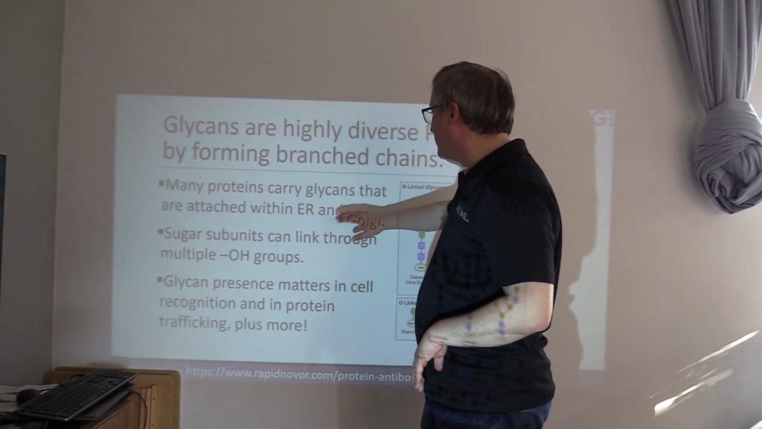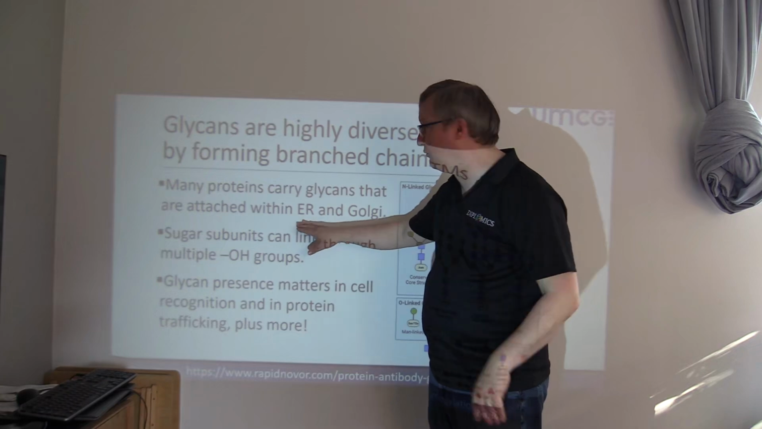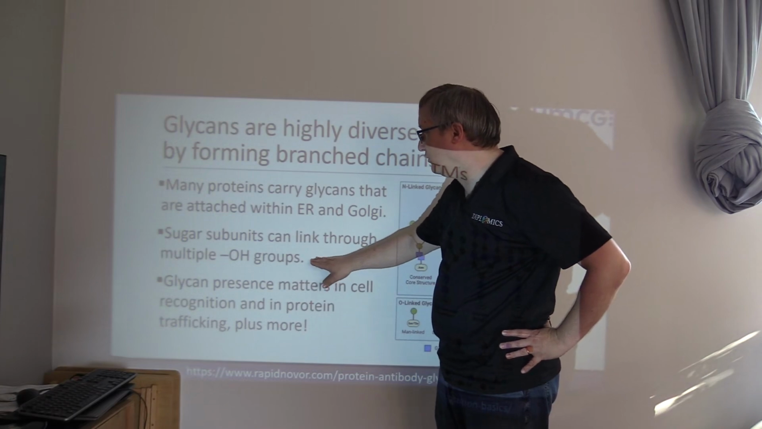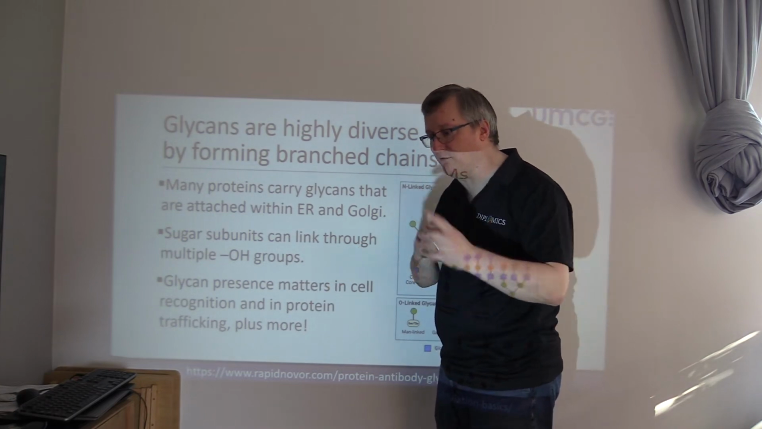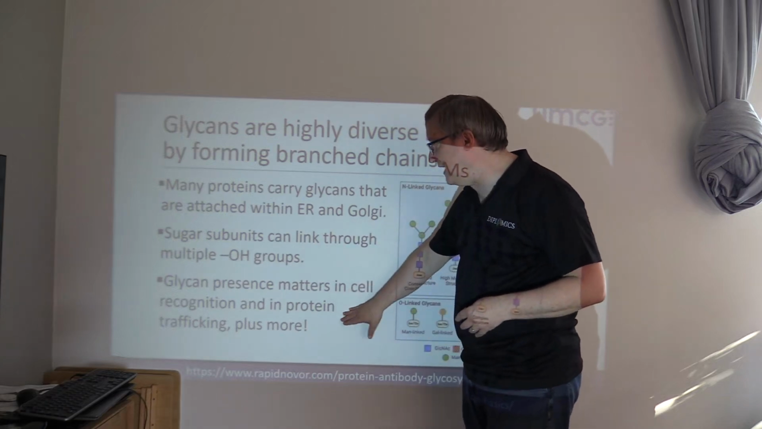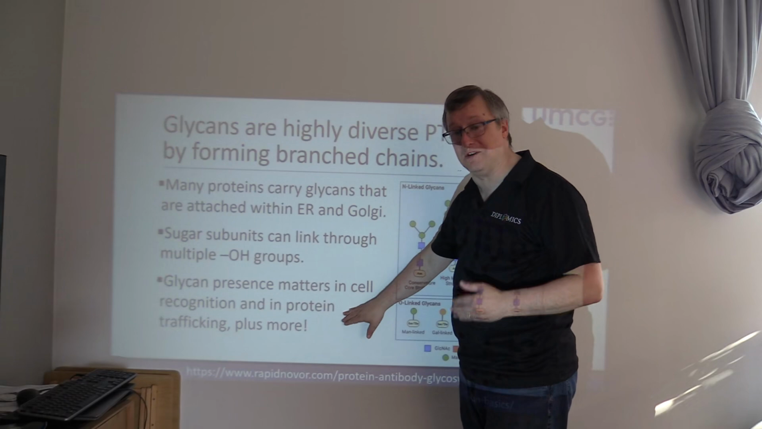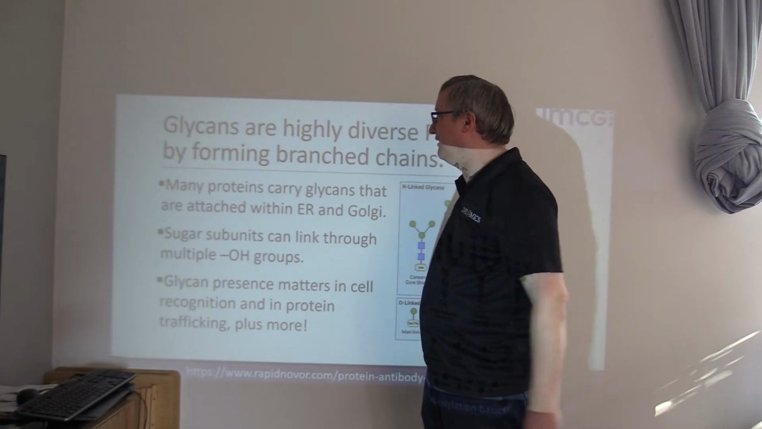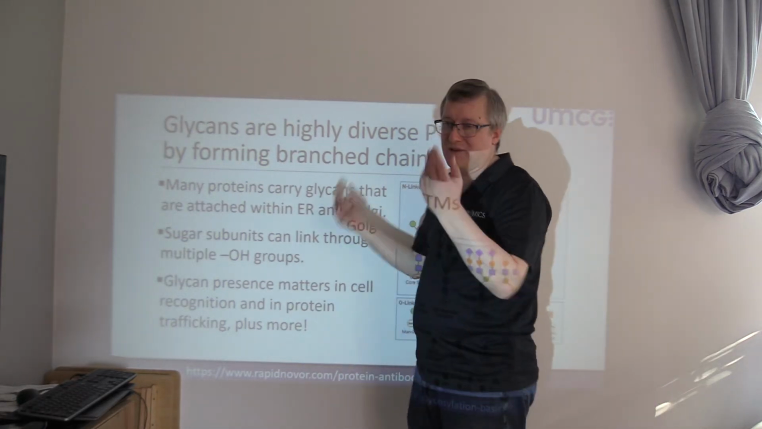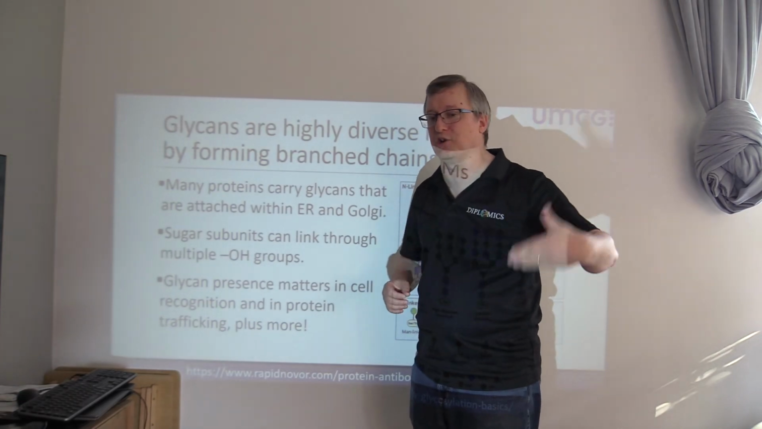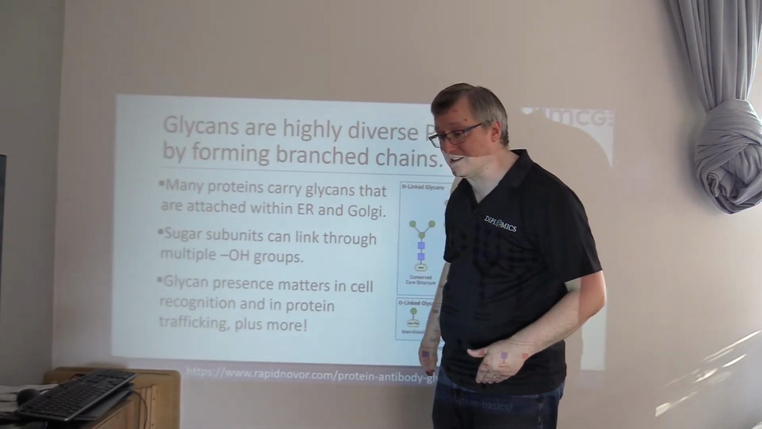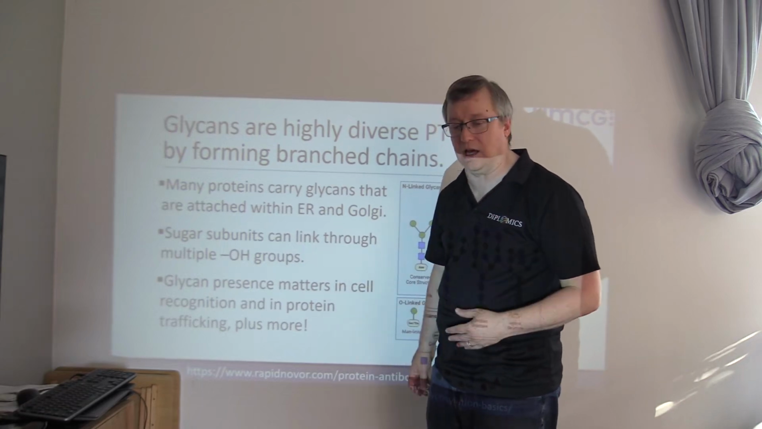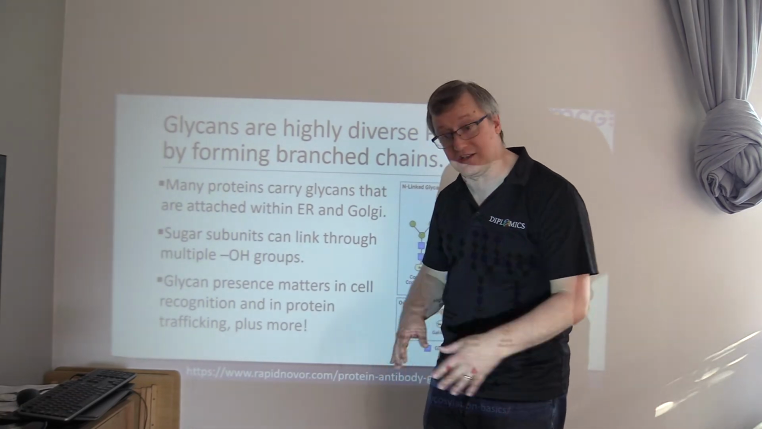Okay, so you'll find that these are attached in vivo within the endoplasmic reticulum and the Golgi process. And then you find that these subunits are able to connect through multiple OH groups, and yet these glycans play a really, really important role in things like cell recognition. If we talk about cells that are positive for certain markers, very frequently those markers are glycans. So if you're trying to understand cell recognition or the process of protein trafficking, you definitely need to know something about the glycans that appear in these mixtures.